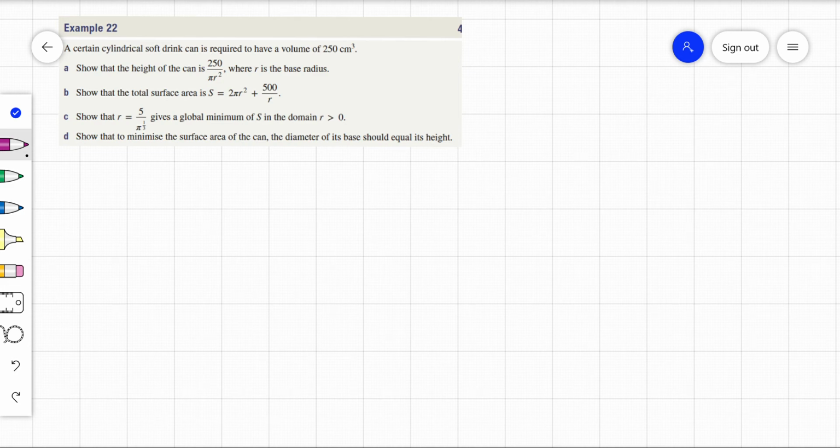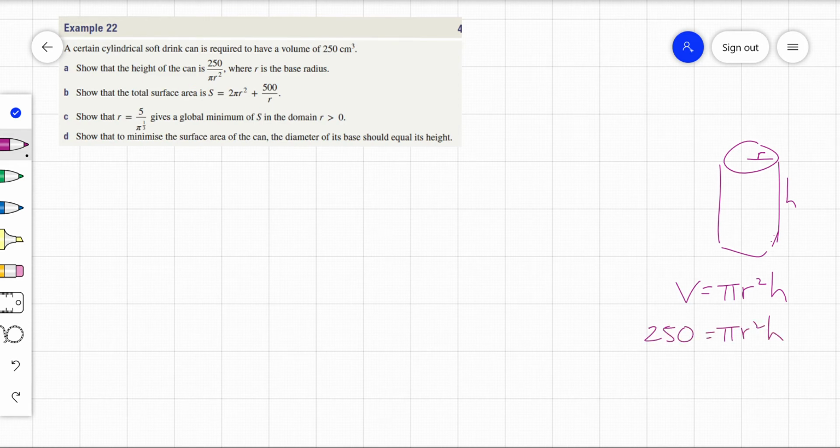Alright, so we've got a cylindrical soft drink can here, really badly drawn. Let's say that's r and that's h. So we know that the volume, being pi r squared h in this case of a cylindrical soft drink, is 250. That's what it equals. Now, if you're minimizing or maximizing, you need to get rid of a variable.